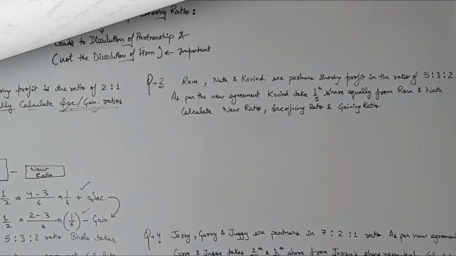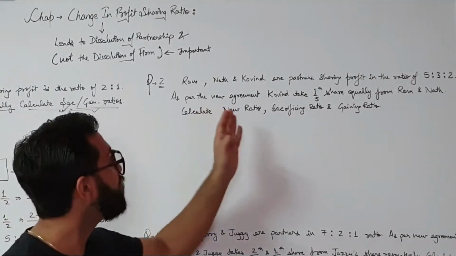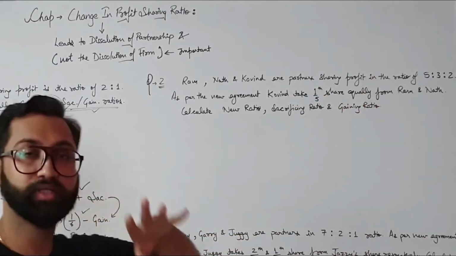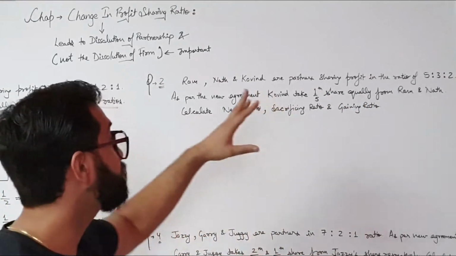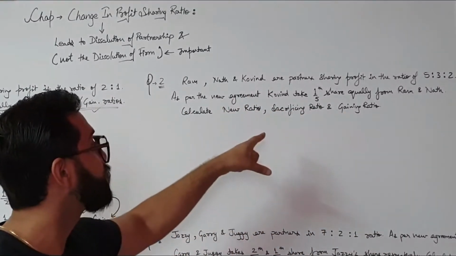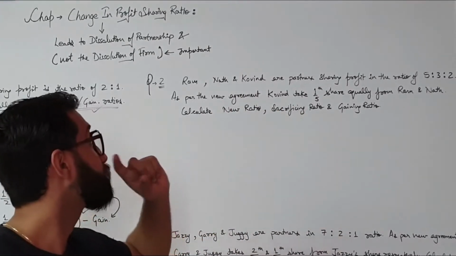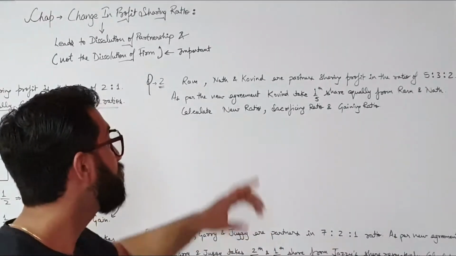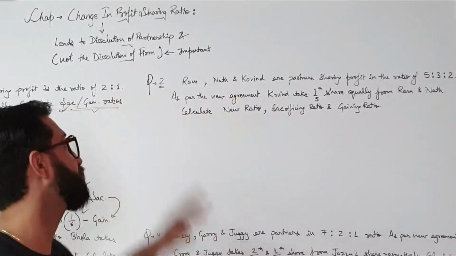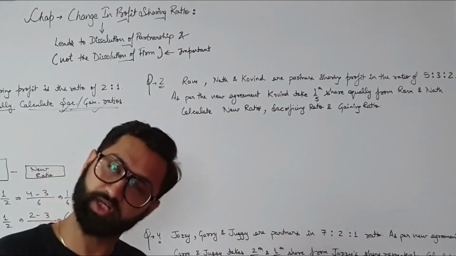Now next question, Question 2. Ram, Nath and Govind are partners sharing profits in the ratio of 5:3:2. There are three partners, Ram, Nath and Govind, sharing profits in the ratio of 5:3:2. As per the new agreement, Govind takes 1/5 share equally from Ram and Nath. नए एग्रीमेंट के हिसाब से गोविंद 1/5 शेयर इक्वली लेंगे राम से भी और नाथ से भी. कैलकुलेट न्यू प्रॉफिट शेयरिंग रेशियो, सैक्रिफाइसिंग रेशियो एंड गेनिंग रेशियो. चलिए शुरू करते हैं.